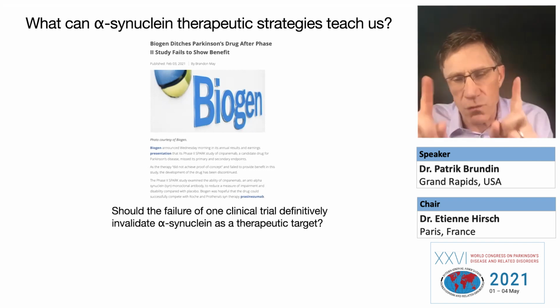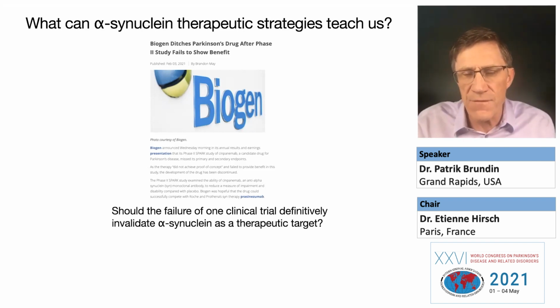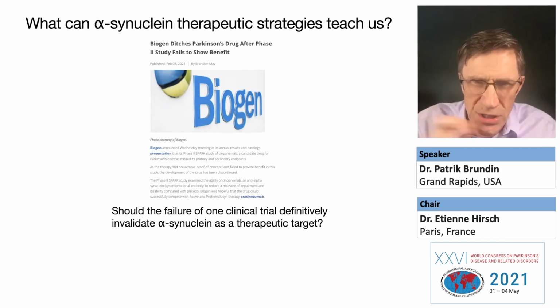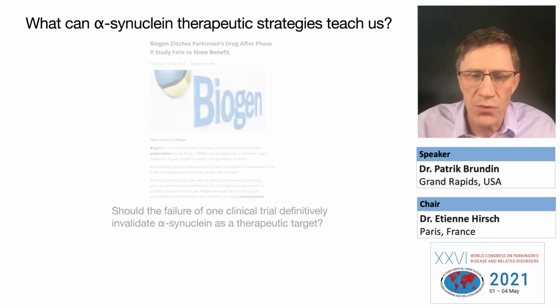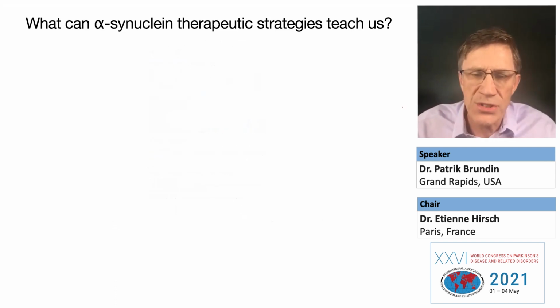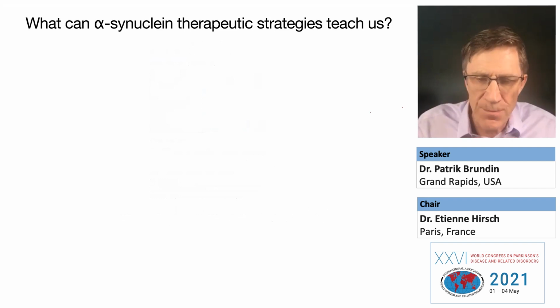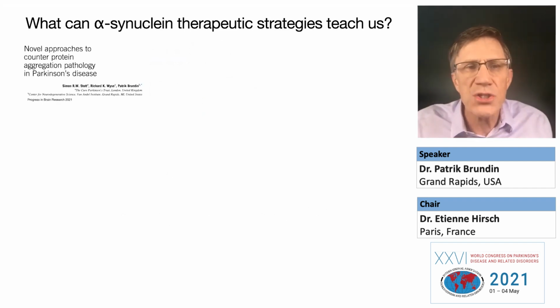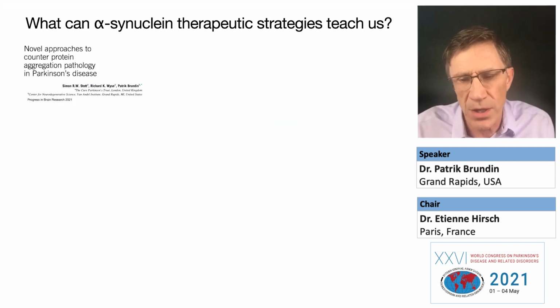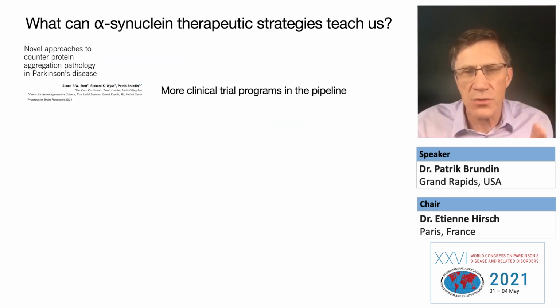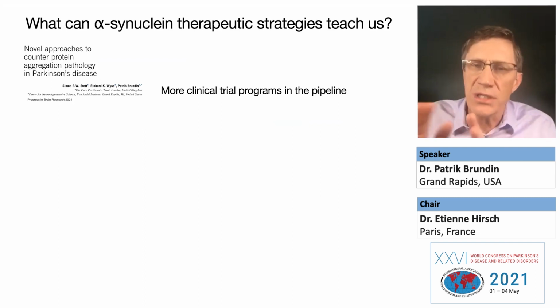Does the failure of one clinical trial like this definitively invalidate synuclein as a therapeutic target, or does this teach us that synuclein isn't important? I think it's too early to say that. And I know some people think we should give up on synuclein based on this trial, but there are so many other ways that are now being tested trying to counteract aggregation pathology in Parkinson's. Many clinical trials are right now in the pipeline, already underway, using different approaches.